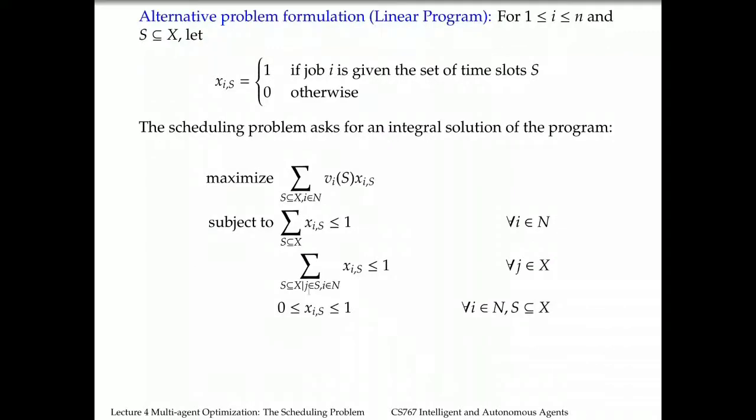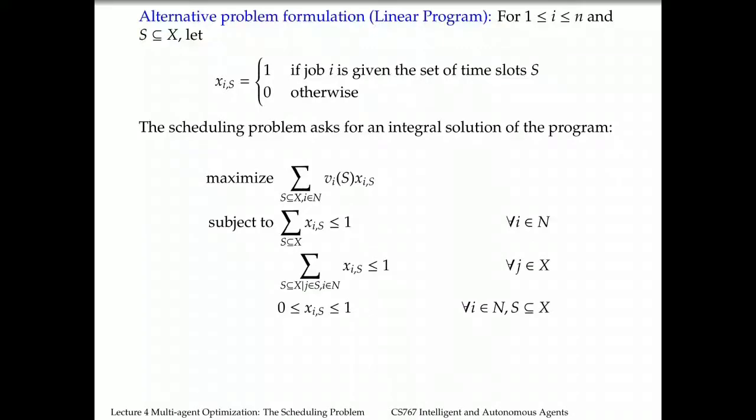And also, if you look at every J in X, so for every time slot J, if you look at all of the agents who can receive time slot J and all of the subsets of time slots that are given to agent i, if you sum that up, this is also bounded by 1. So this means that every time slot can be given to at most one agent. And also every x_iS is bounded by 0 and 1.